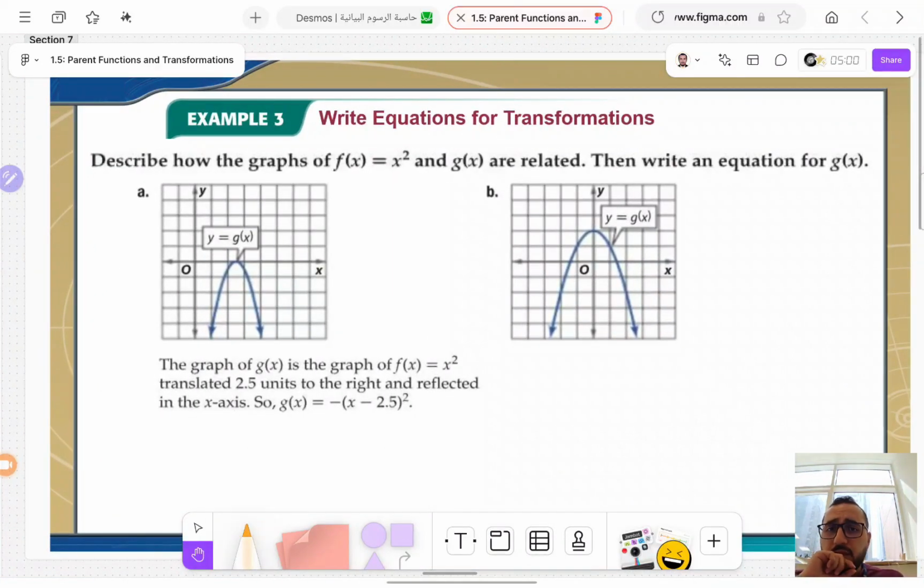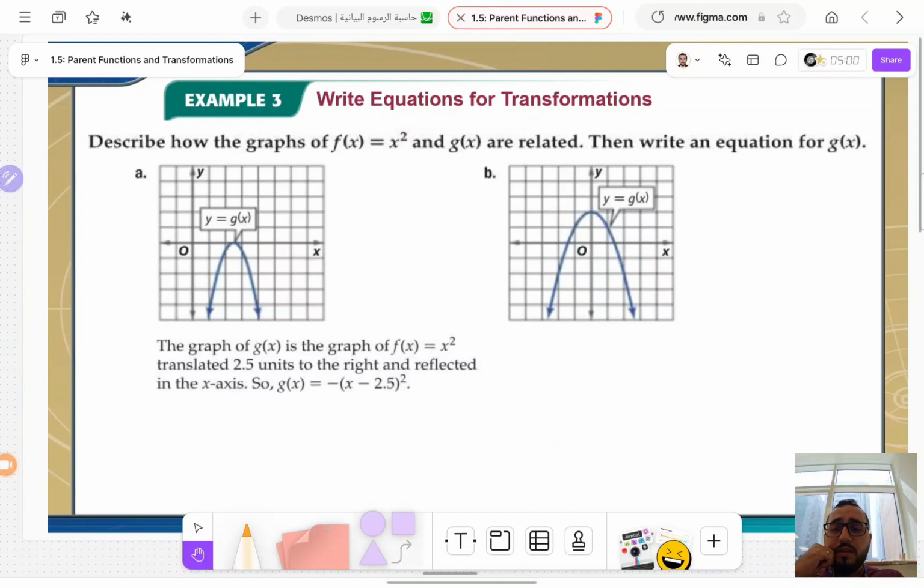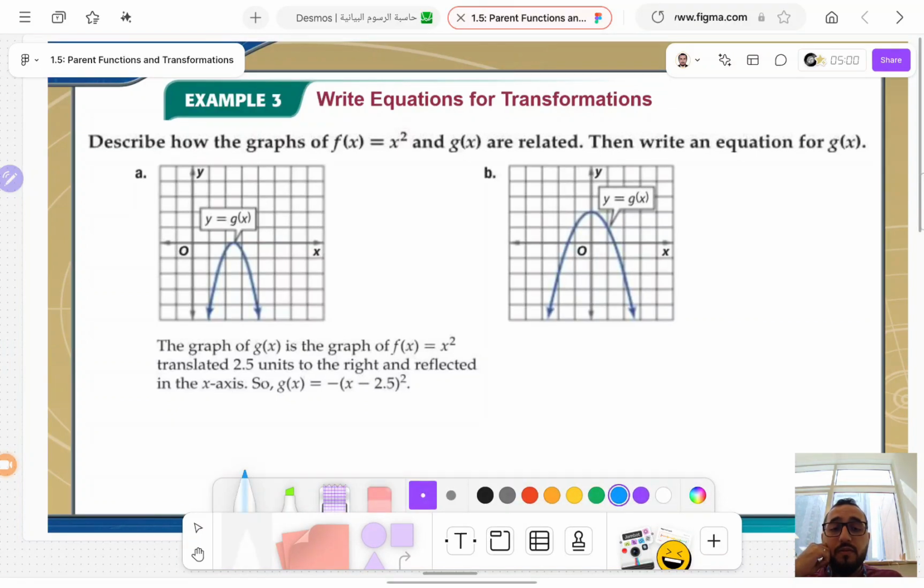Write equations for transformation. First thing, when you need to solve this equation, write the original function. So this is the original function given, x squared. Graph it, so it should be like this, right? Now let me also draw it here for this function.